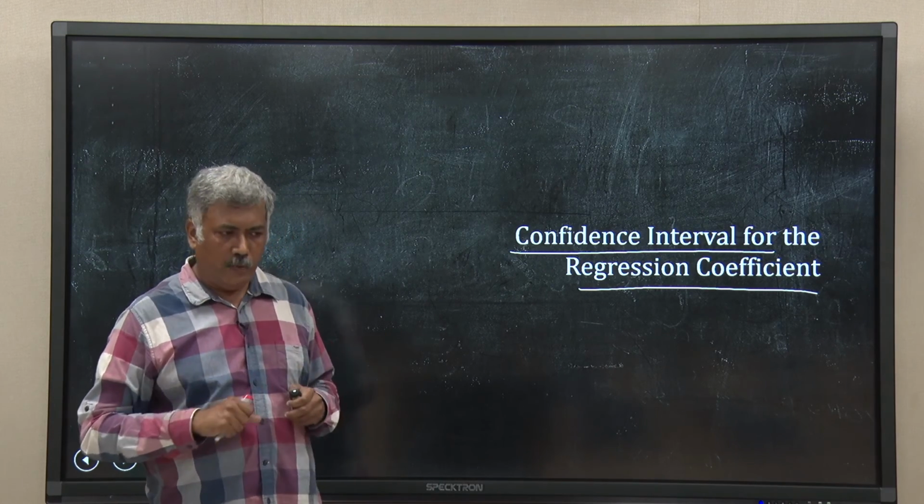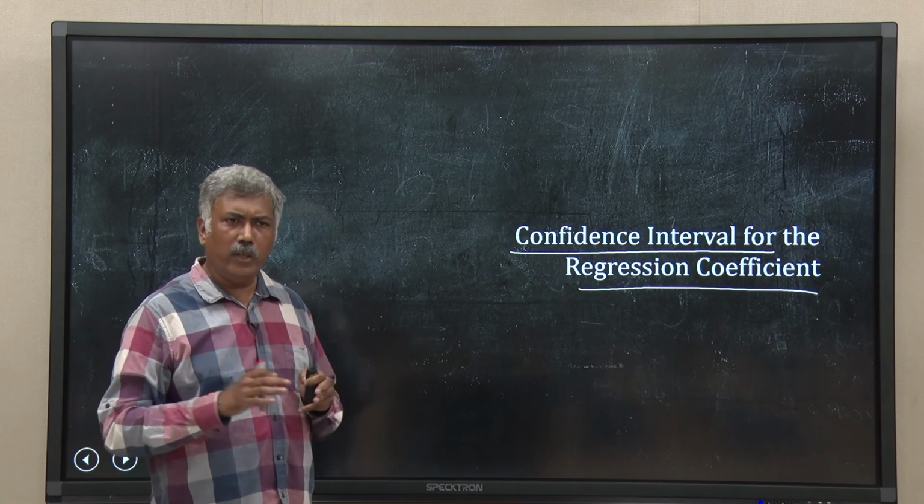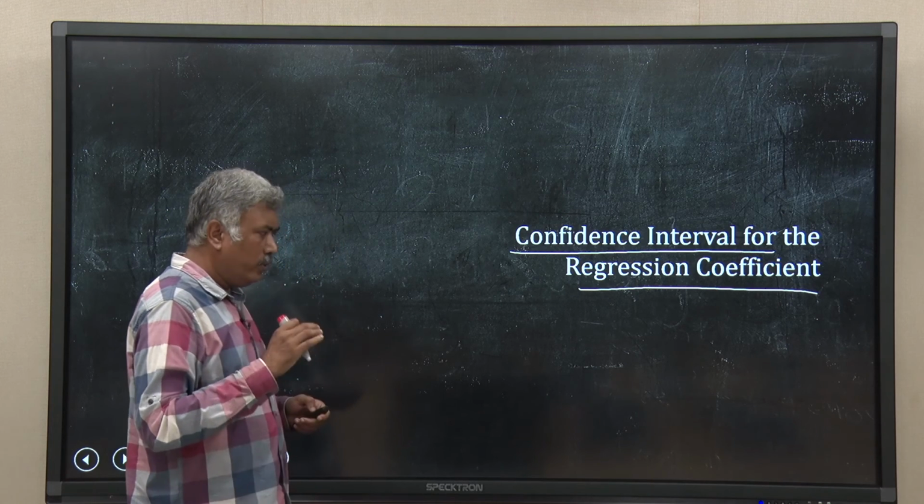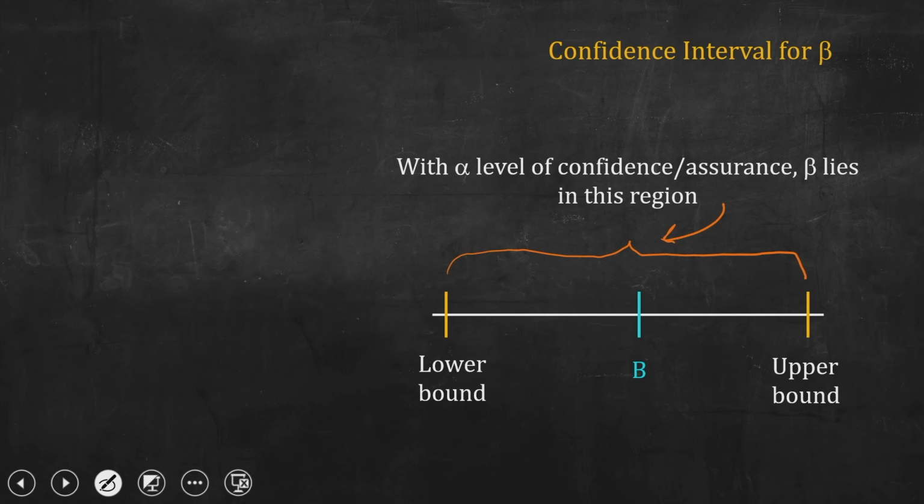What do I mean by confidence interval? Let me explain that. I will not go into detail on how to calculate that, because ultimately you will use the computer to do that, but we should understand the meaning of it. So, my regression method has given me a value of b. Remember, this is a sample thing. I have calculated it from the sample.